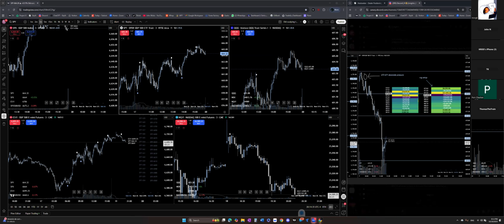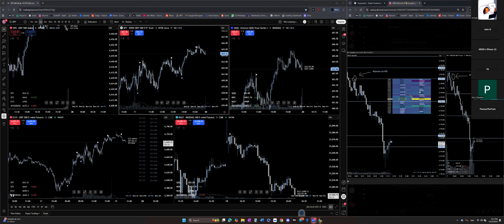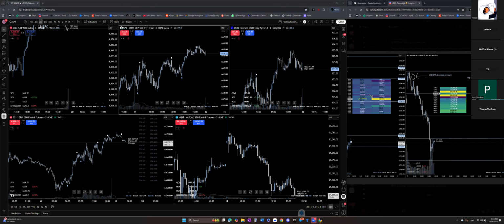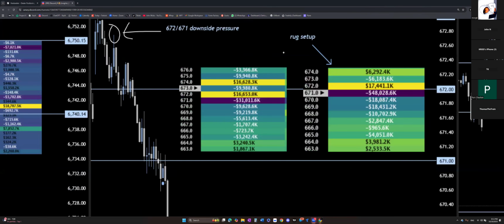So, Josh, left image on middle screen. Which one are you referring to? Are you referring to SPY? Yeah, let me see. Are you referring to this one here?